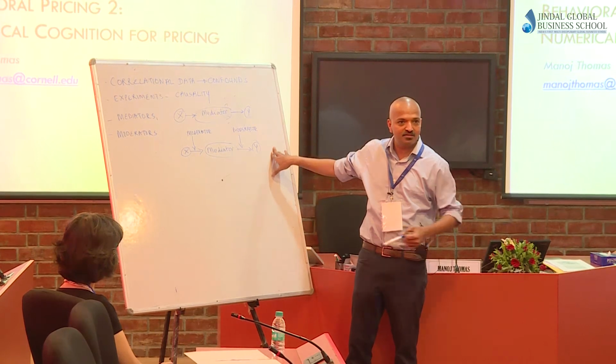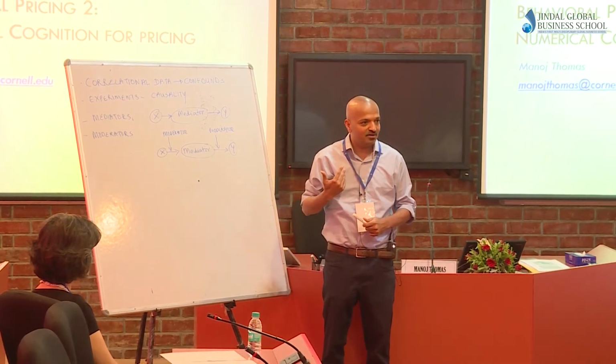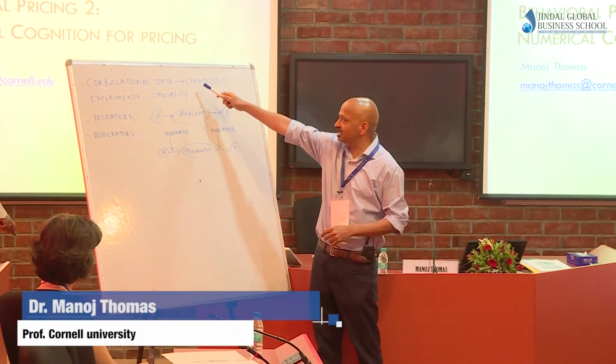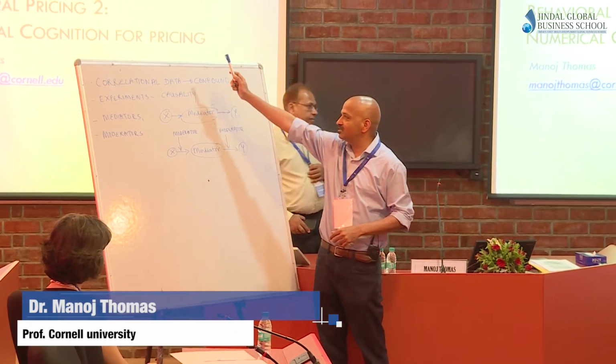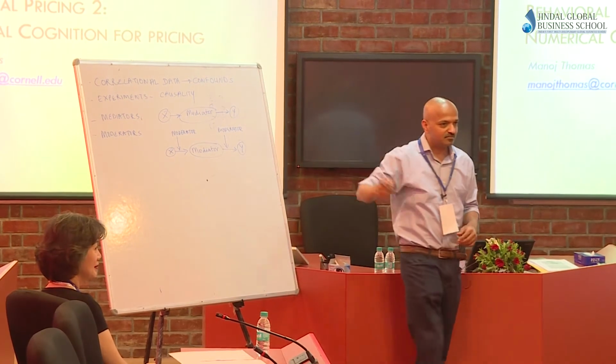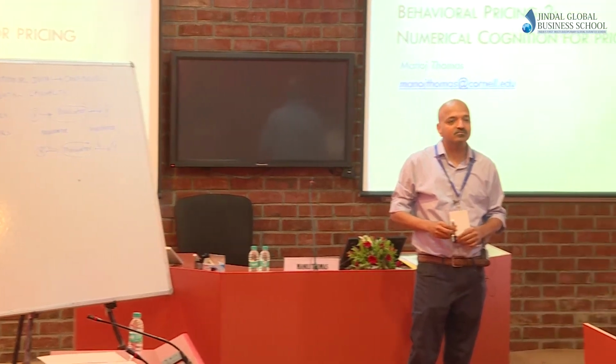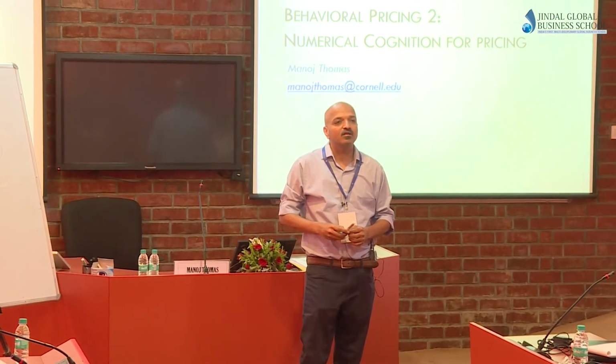To make sure that you explain to me what these constructs are so that I know we are on the same page. So these are the things: correlational data and confounds. So what do you mean by confounds? We talked about that earlier. Which the researcher is not yet aware of, that there is some variable which will affect the results.